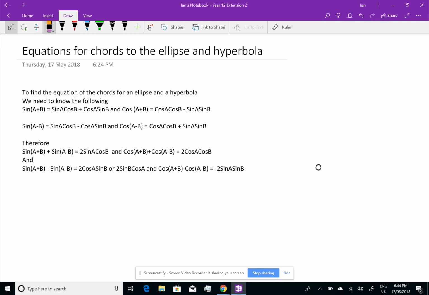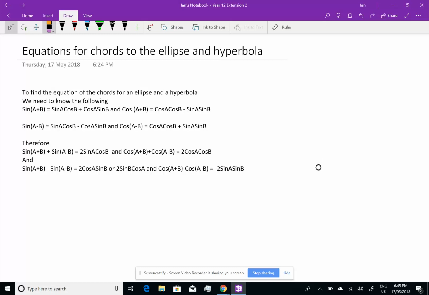Out of Year 12, I'm going to go on with our work that we did in class. We did parametric equations of the chord, of the ellipse, the hyperbola, and indeed the circle. We also did tangents and normals. Now I'm going to finish it off. I'm going to do chords, the chords to the ellipse and the hyperbola.